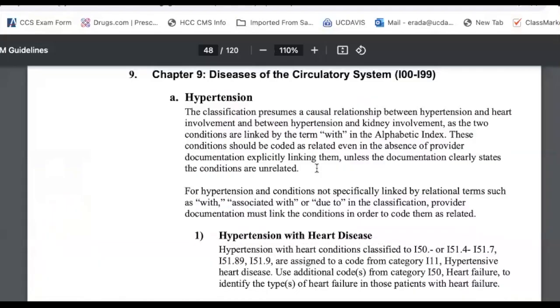Here is the presentation for today. Hypertension. The classification presumes a causal relationship between hypertension and heart involvement and between hypertension and kidney involvement. So there are two conditions that hypertension is directly associated to or directly connected to: the heart, heart disease right here, and also kidney disease. So we're gonna find out in a little bit, guys, what this guideline is trying to say.